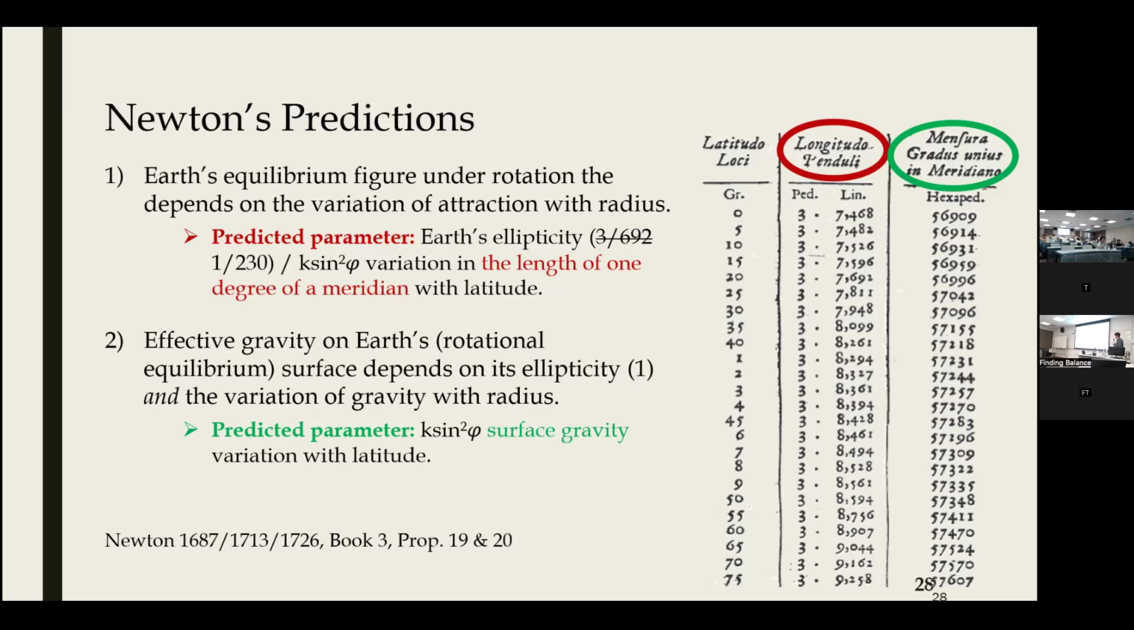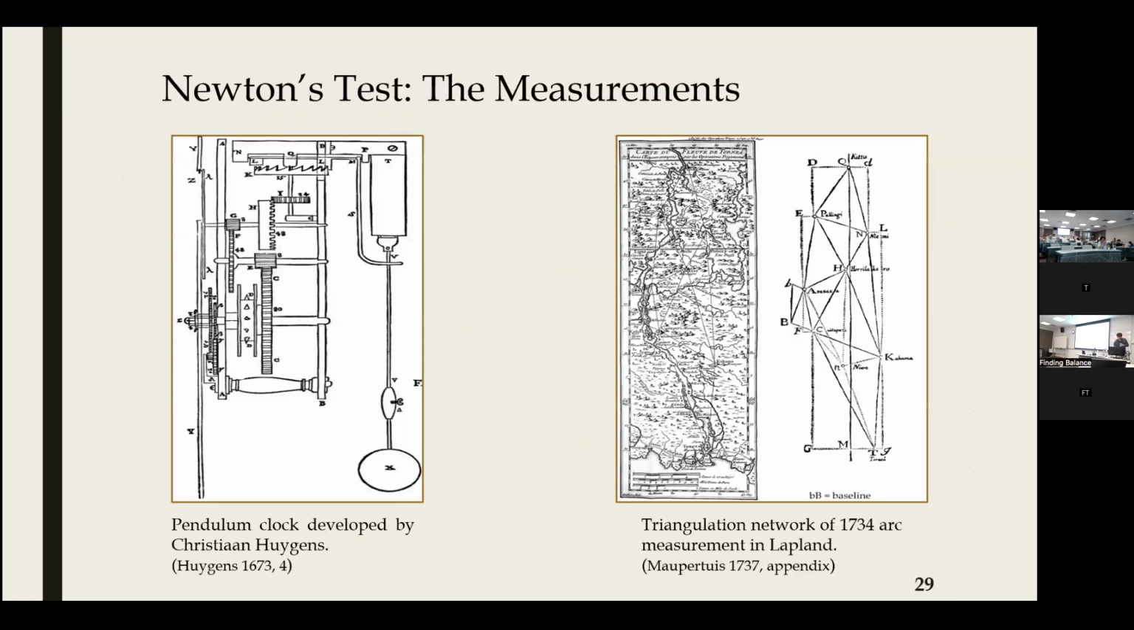So Newton predicts two things. He predicts the overall ellipticity, and he predicts the variation of gravity with latitude on the surface of that body, of the Earth. You can measure those things already with contemporary devices. You can measure the variation of gravity with a pendulum clock, and you can use this procedure called triangulation. It's just a sophisticated way of measuring distance to compare the length that 1 degree of a meridian has at different latitudes. And this is what people start doing. I'm not really going to talk about this today, to focus on the topic and save some time.